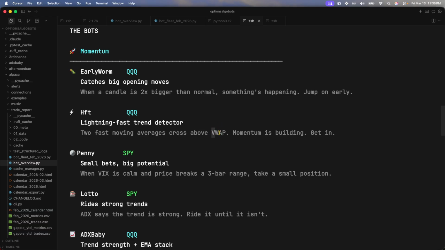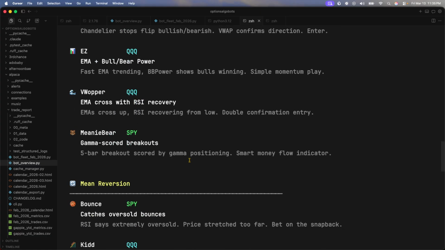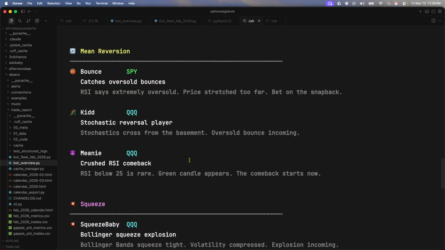Now what VWAP lets us know is if we're buying with the institution. If the price is above the VWAP, right, we're looking at momentum building, something is going, and we might as well get in. If the price is below, then we can still bet it, but we're going to be betting a put instead of a call.